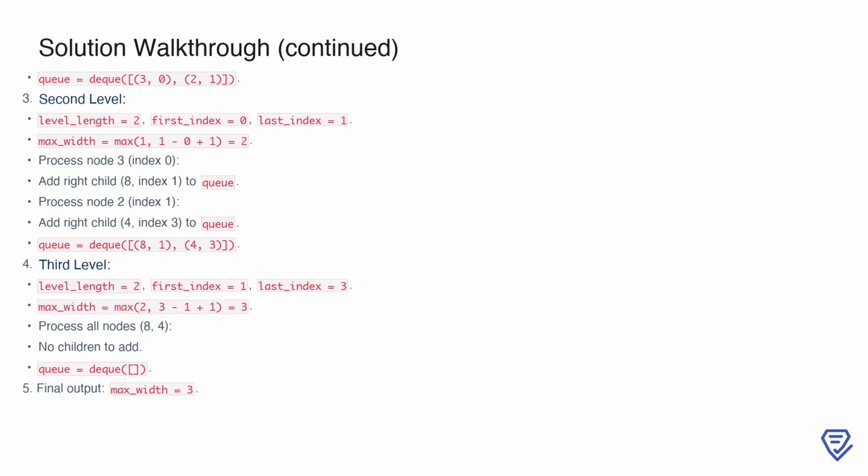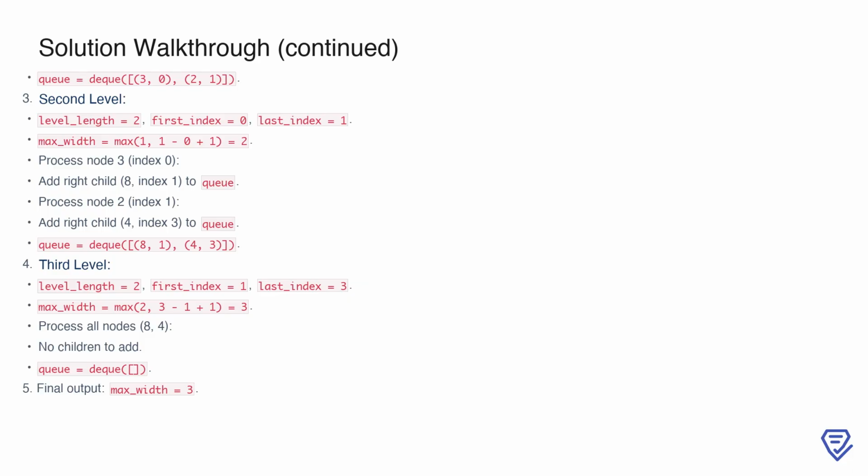Processing node 3, we add its right child, node 8, with index 1. Then, processing node 2, we add its right child, node 4, with index 3. The queue now contains nodes 8 and 4 for the third level. At this level, the level_length is 2, with first_index at 1 and last_index at 3. The width is calculated as 3, which updates max_width to 3.